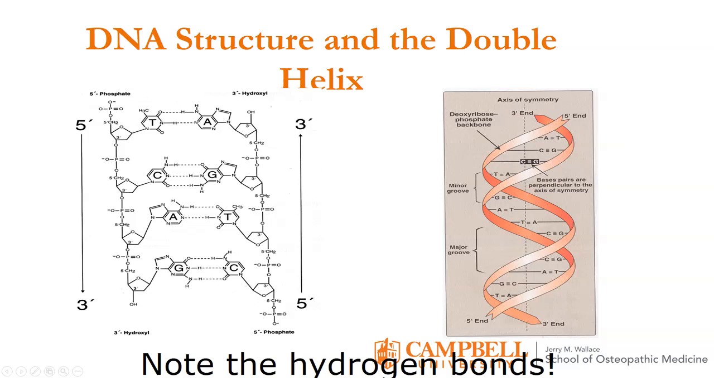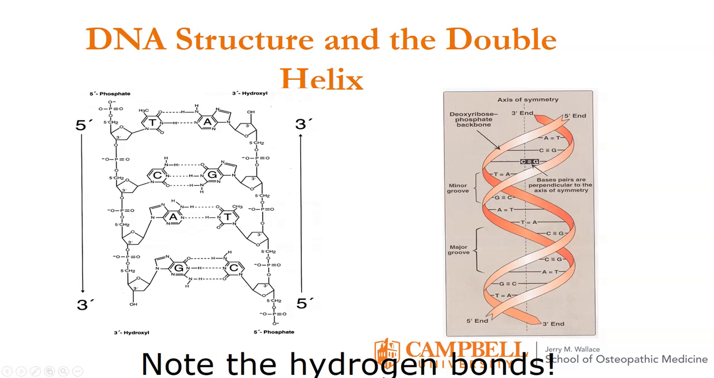Okay, so we've got a couple different drawings here of a DNA molecule. And what I want you to notice is the hydrogen bonds, okay? So we have T bound to A and C bound to G. Now you'll notice the TA base pairs have 2 hydrogen bonds, right? And the GC base pairs have 3 hydrogen bonds. Okay? These hydrogen bonds, by the way, are what hold these 2 DNA strands together.